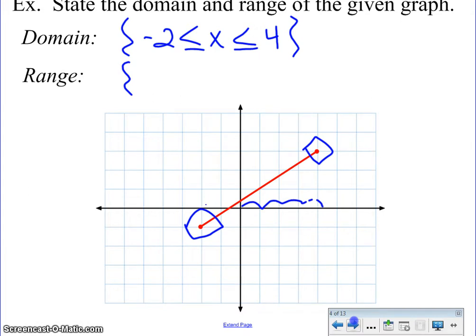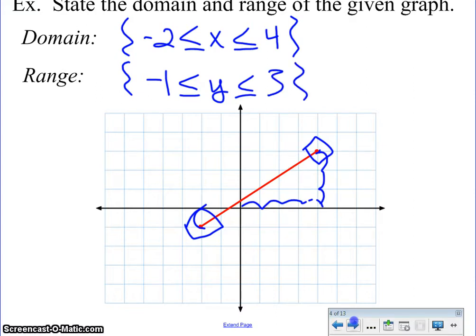As far as the range is concerned, it's negative 1 less than or equal to y, which is up to 1, 2, 3, so less than or equal to 3. So that is a new way to write it. Make sure you write that down. And we'll go over that again in a future lesson and in the review.